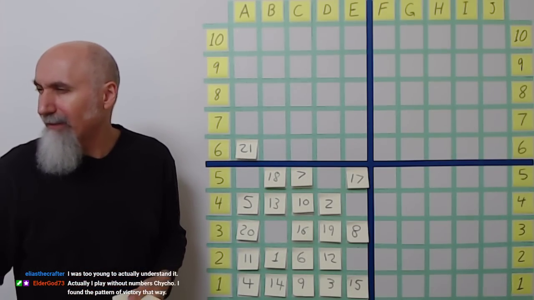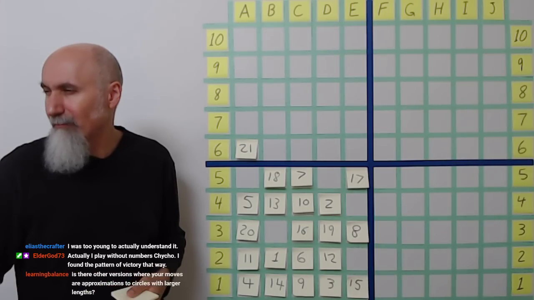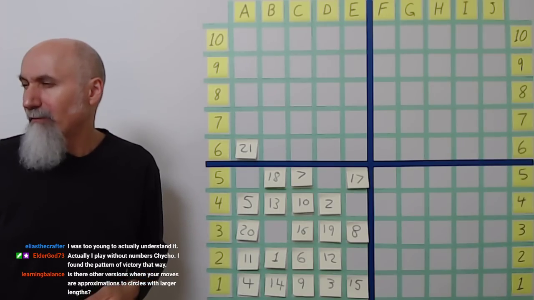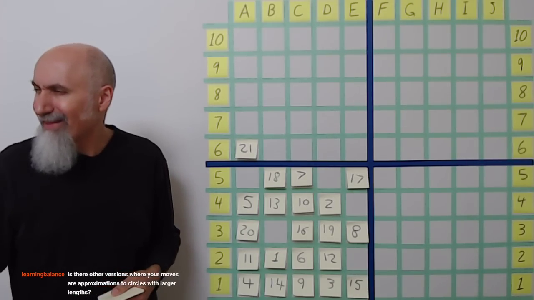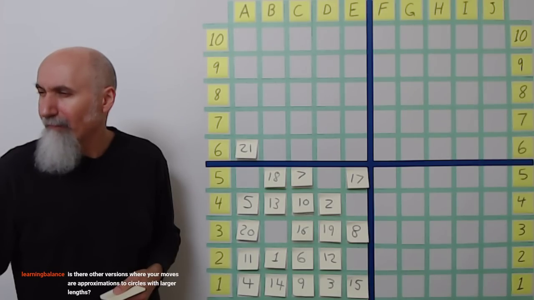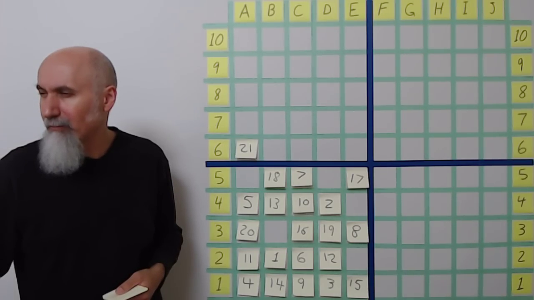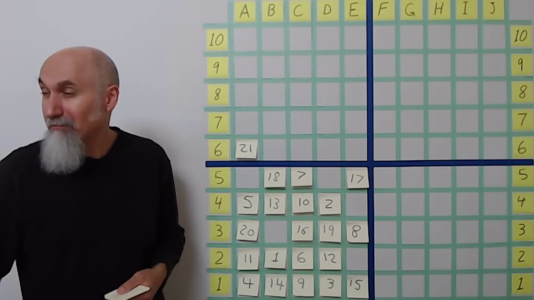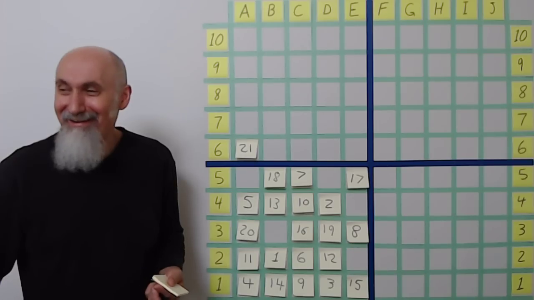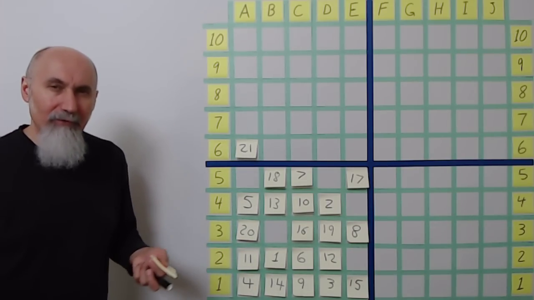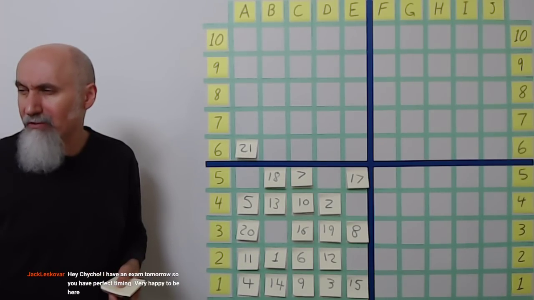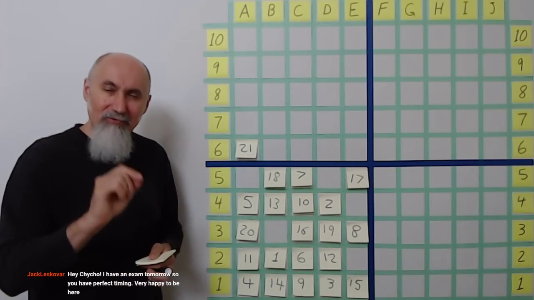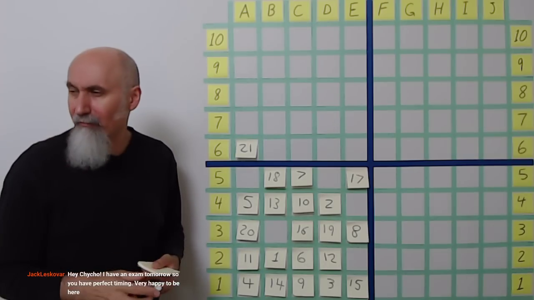Yeah, that was it. The book as well. Okay, so that's the same book. I'm not exactly certain, but it was a book around all kinds of games like this and the mathematics behind it. Very cool. I was too young to actually understand. Actually, I played without numbers. I found a pattern of victory that way. But with the numbers, you need to know where you're gonna go next, because you need to know where you came from, if you need to go back, right? Are there other versions where your moves are approximations to circles with larger links? I've tried some other grids in the past. I made different size grids and tried them, but not too much. I just did them for fun.